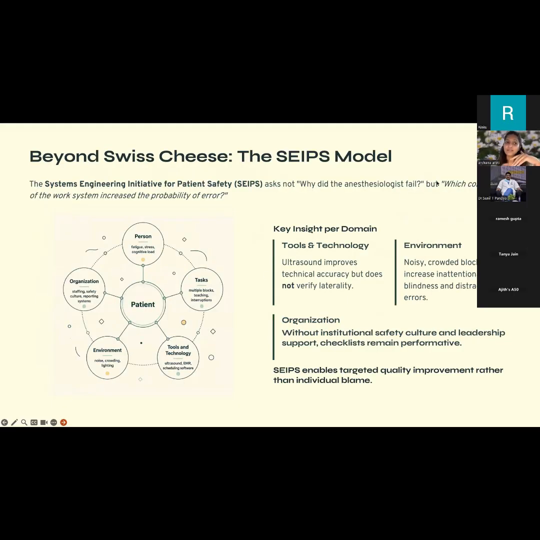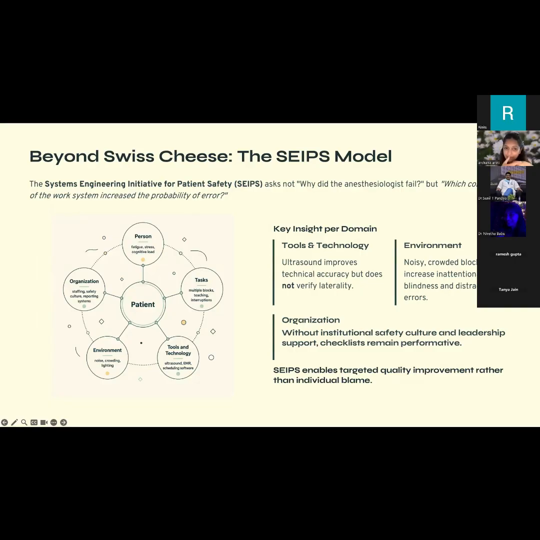Beyond this, there is the systems engineering initiative for patient safety, which asks not why did we fail, but which component of the work system increased the probability of error. The key insight is that you look at each of the aspects, and then at the system as a whole, and see how each one can be put into quality improvement rather than placing the blame on any one individual.